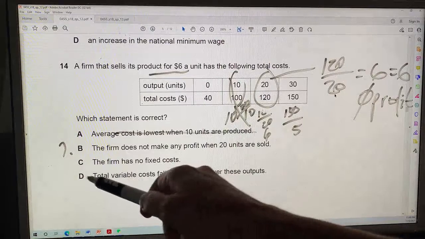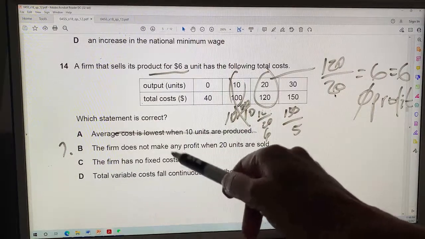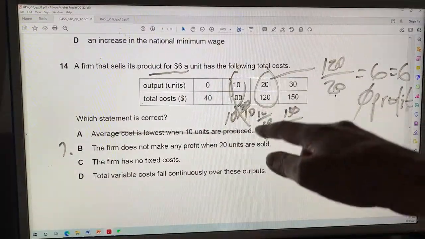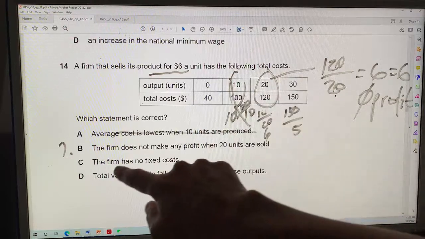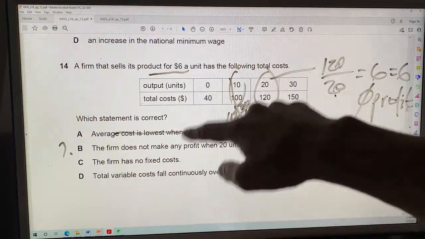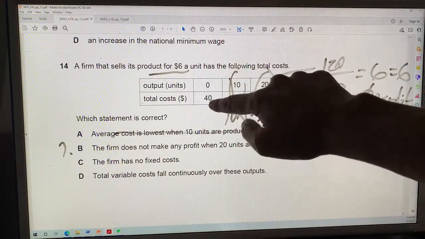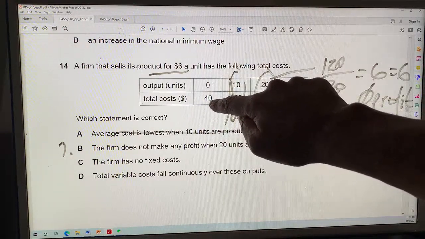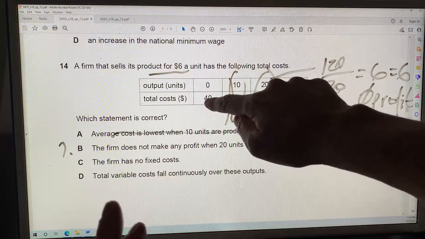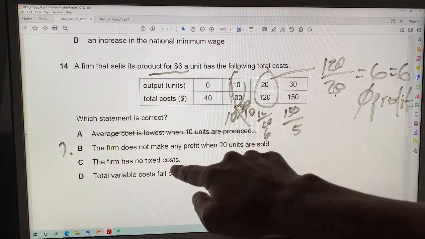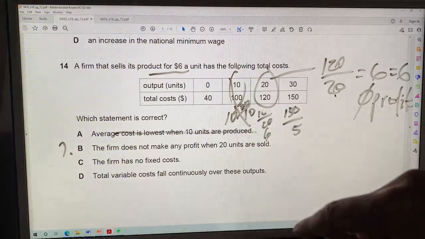So we can look at C. It says the firm has no fixed costs. Well, maybe we don't know. We know total costs. And actually, C cannot be true because they tell us our fixed costs. If we produce 0, our total cost is 40. So fixed costs you must pay even when you produce 0. So we know our fixed costs are 40.